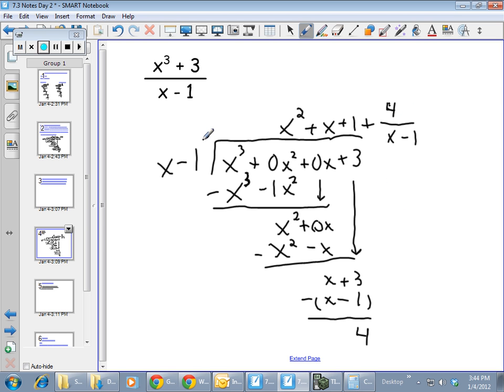So if we took x minus 1 times this stuff, we would get x to the third plus 3. And you should know right now, this is not a factor. X minus 1 is not a factor of x to the third plus 3, because there is a remainder. If the remainder was 0, then it would be a factor. But this is not a nice factor of this polynomial, which means it does not cross the x-axis at 1.